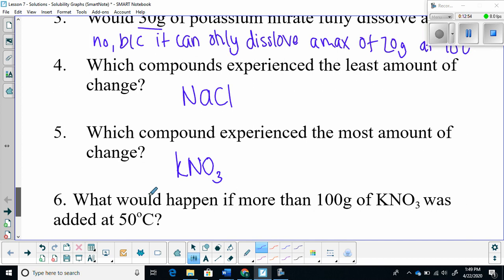Okay, the last question I have here, I'm going to leave this one for you to answer on your own, and then when you are done, you can come back and unpause and check your answer. What would happen if more than 100 grams of potassium nitrate was added at 50 degrees Celsius?